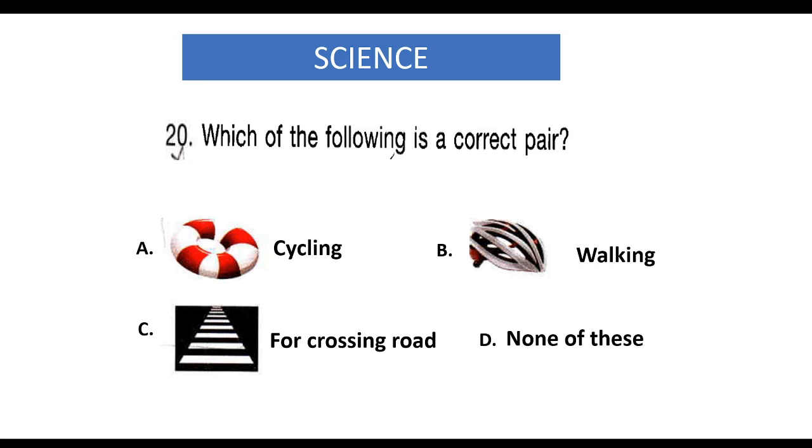Question 20. Which of the following is a correct pair? So you have a picture given as well as you have been given an action. So you need to select the correct pair. So the right answer for question 20 is option C. The option C shows us a zebra crossing as well as it says for crossing road. So which is the right answer.